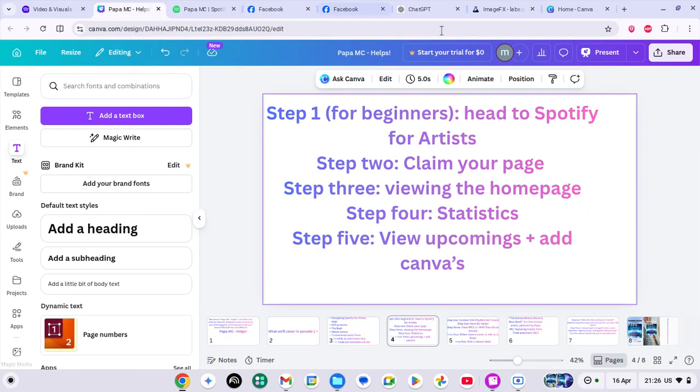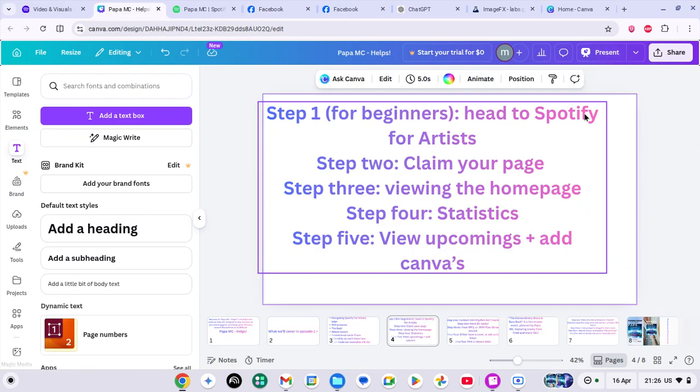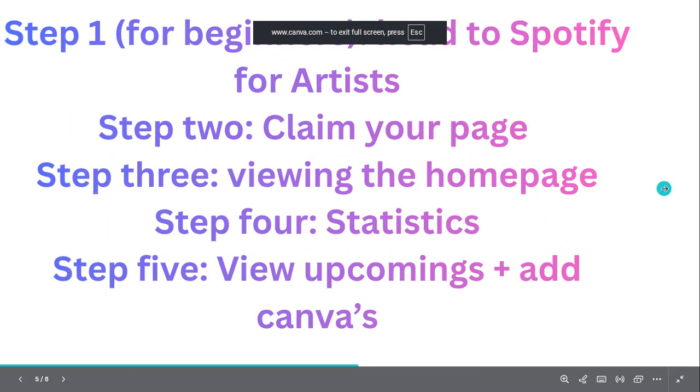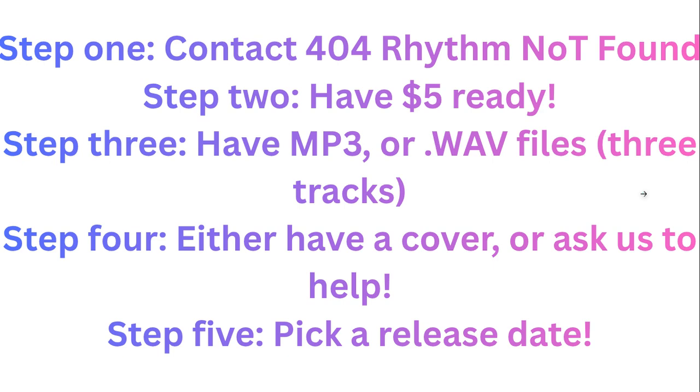So I'll show you the steps. So we go back to the presentation. There is going to be a lot of going back to this presentation. I'm sorry. So step 1, contact 404 Rhythm Not Found, which is us. Step 2, have $5 ready. Simple. Step 3, have your MP3s or your .wav files for 3 tracks.